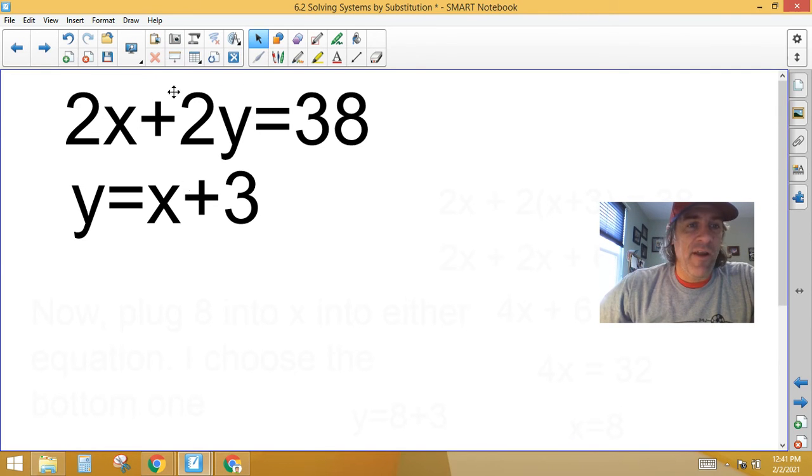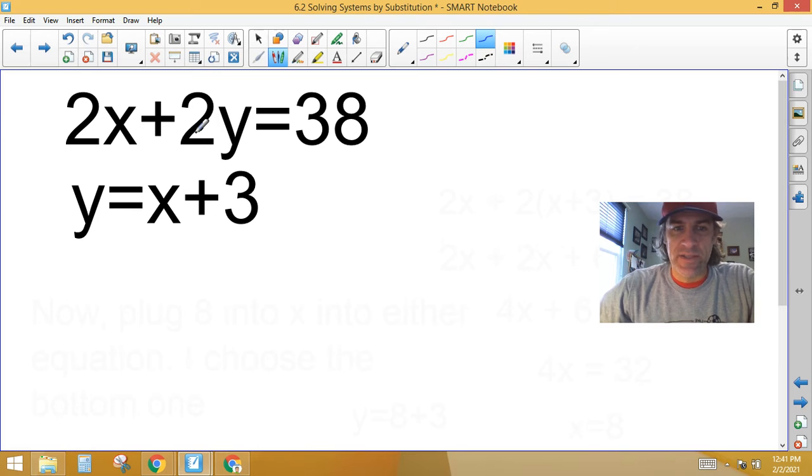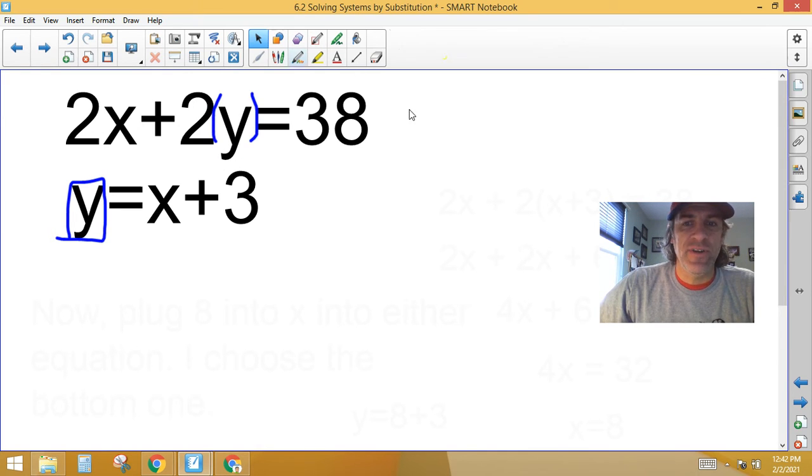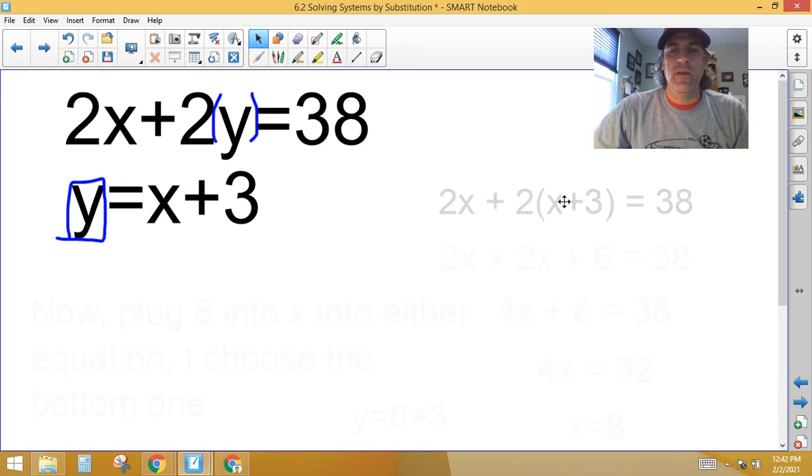All right. So here I have a system I want to solve by substitution. First step, I want to isolate one of my variables. Look at the top equation. The x has a 2, the y has the 2. Oh, look, this is isolated. So I'm going to say y equals x plus 3, meaning y and x plus 3 are the same thing. So anywhere there's a y, which I see here, I can plug in x plus 3. So that's exactly what I'm going to do right here.